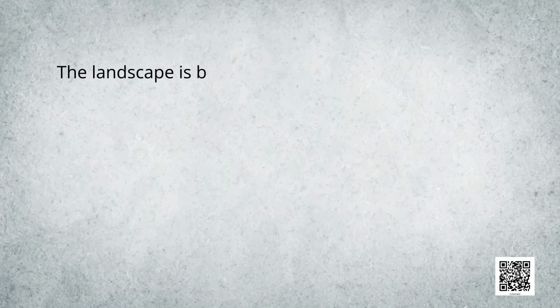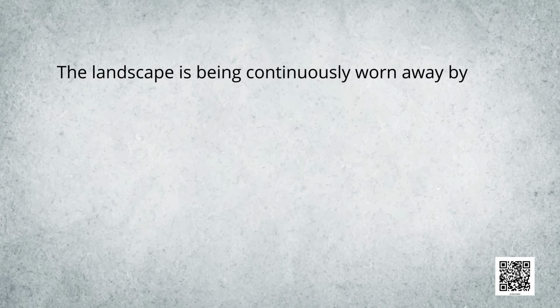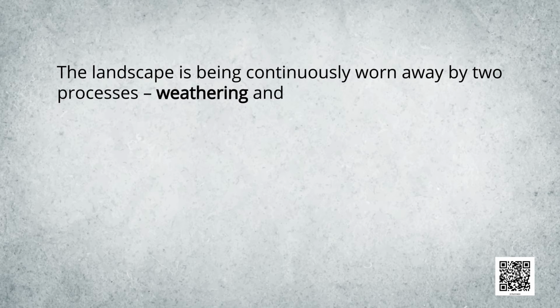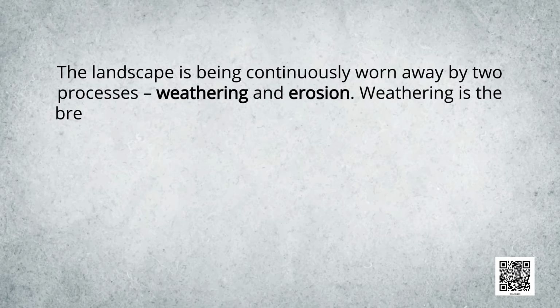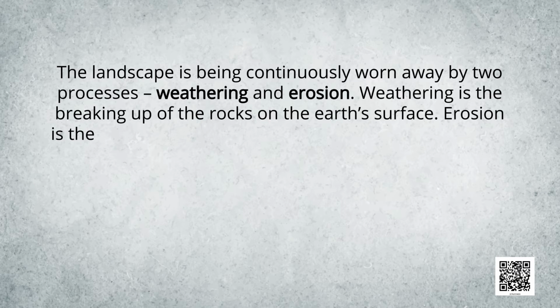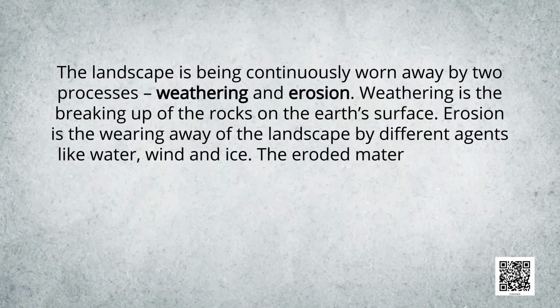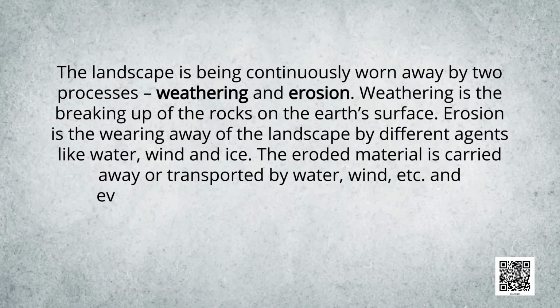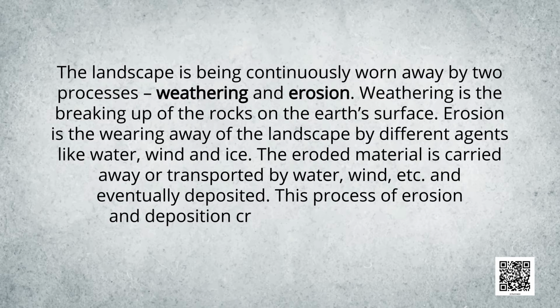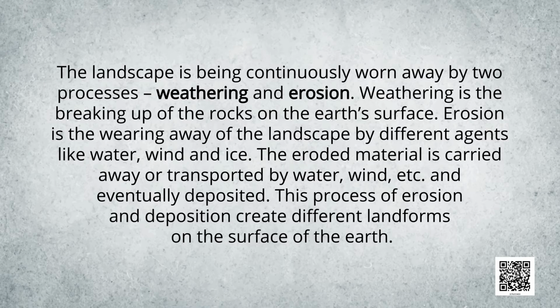The landscape is being continuously worn away by 2 processes, weathering and erosion. Weathering is the breaking up of the rocks on the Earth's surface. Erosion is the wearing away of landscape by different agents like water, wind and ice. The eroded material is carried away or transported by water, wind, etc. and eventually deposited. This process of erosion and deposition creates different landforms on the surface of the Earth.